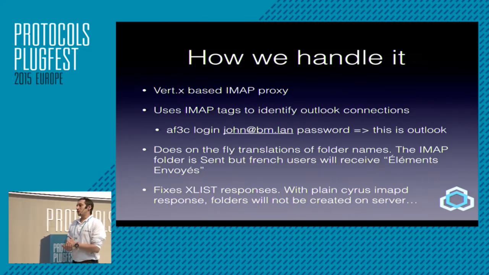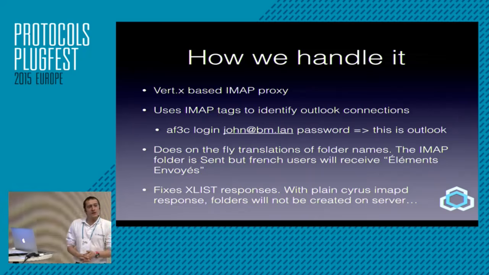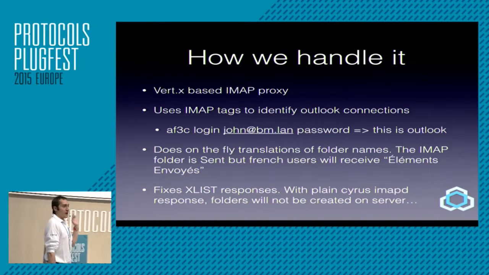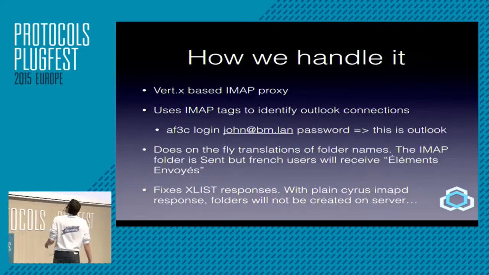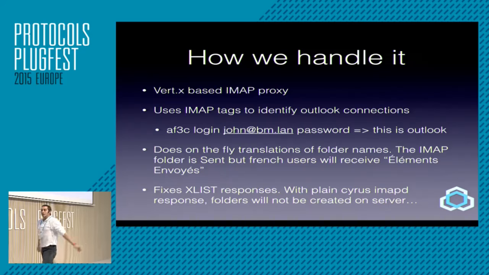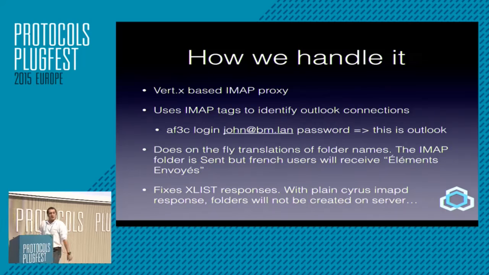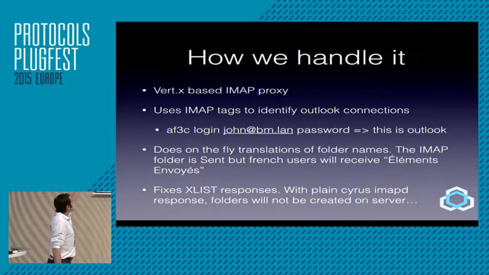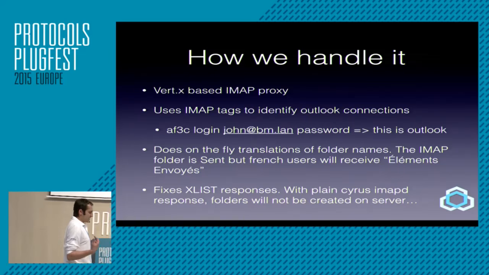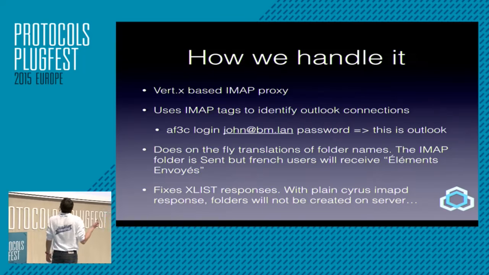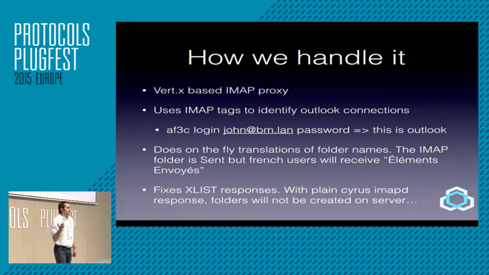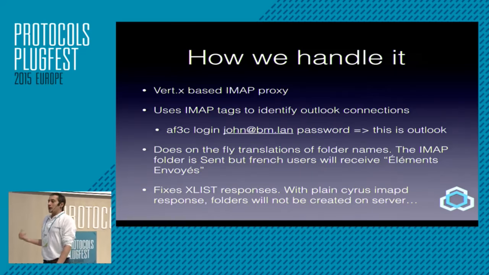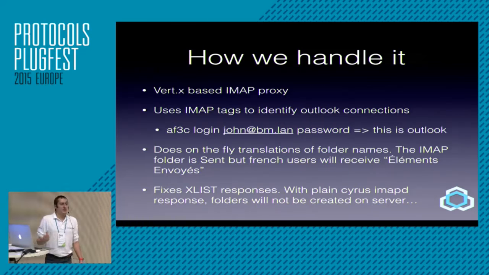The first thing we have to do is identify Outlook. When Outlook connects to an IMAP server, it does not say, "Hello, I'm Outlook." No. In IMAP, commands use a tag. So you have this little code, the AF3C, which precedes the command, and Outlook is the only one using 4 letters. That's how we identify Outlook and enable our specific support of commands.